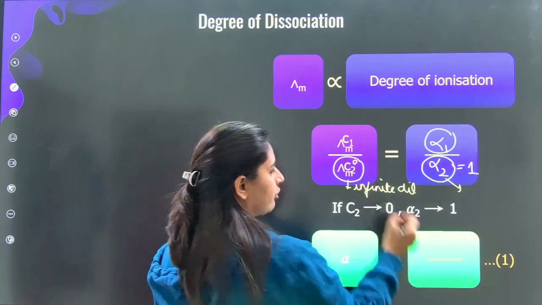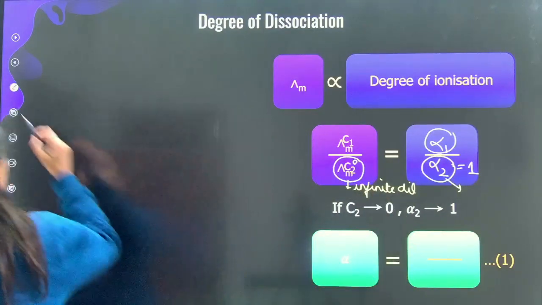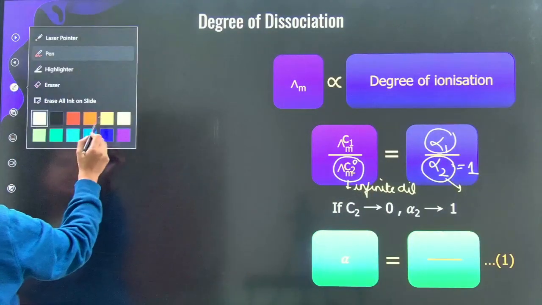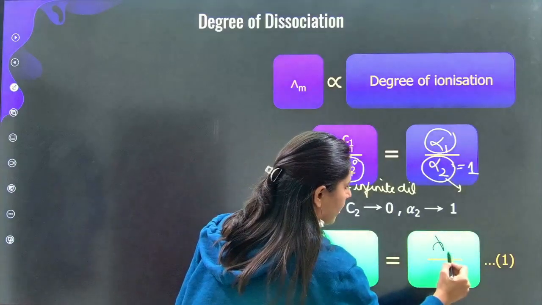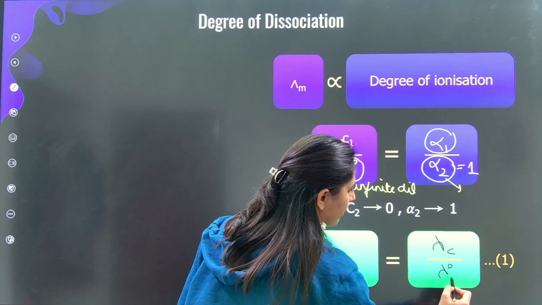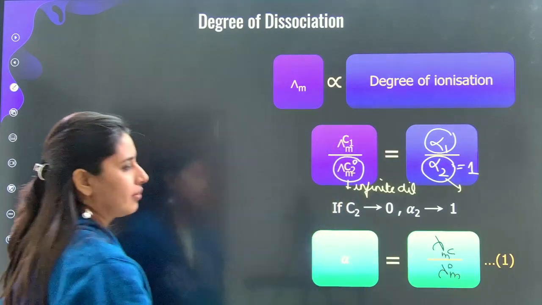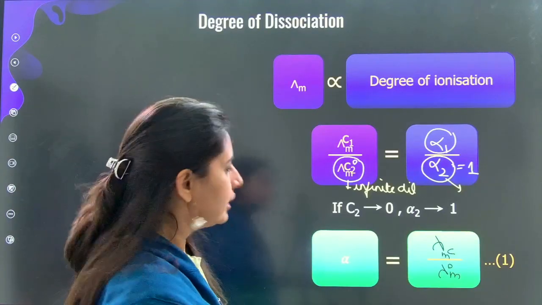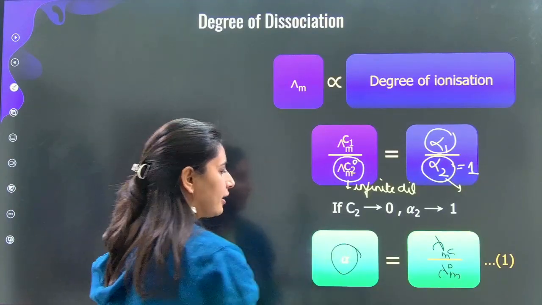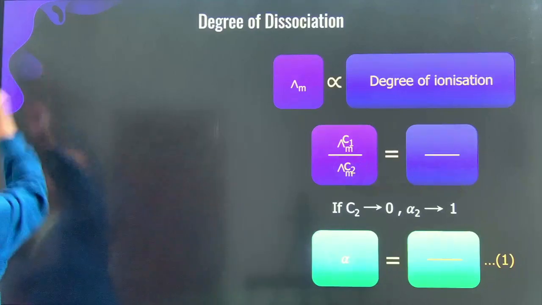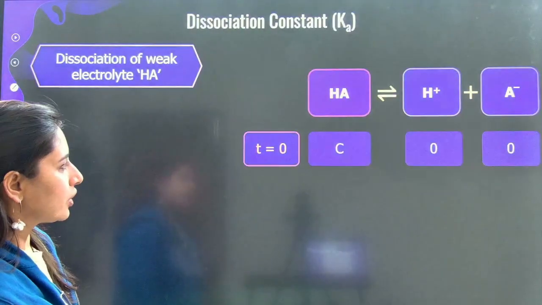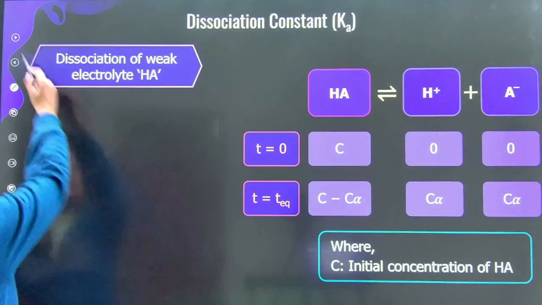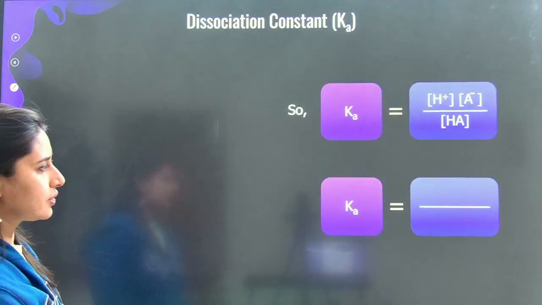So we can say alpha becomes equal to lambda m at concentration C divided by lambda naught m. This expression will give us alpha, and if we know alpha, we can find out Ka also. That's how simple things are. So you can see this is what you already know. We are going to substitute everything from here. So this is what we get.